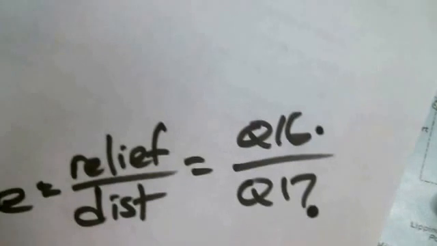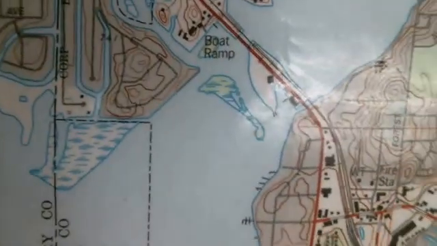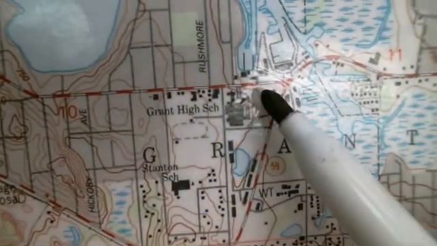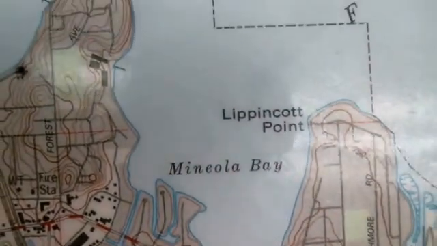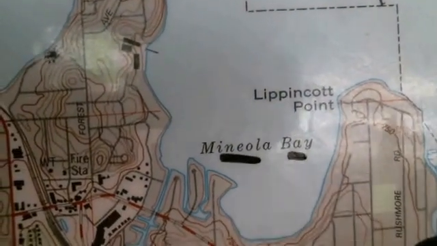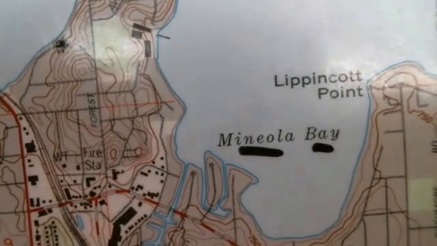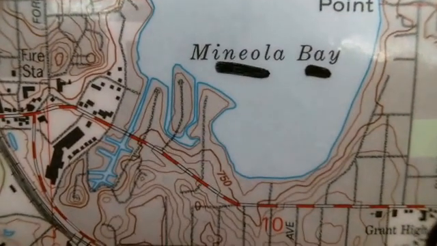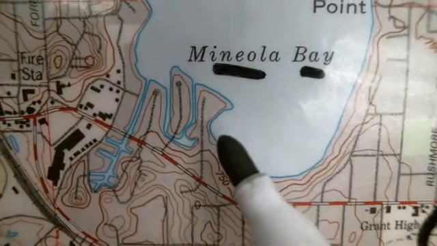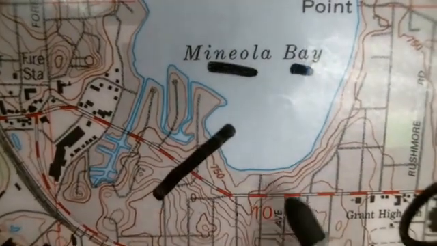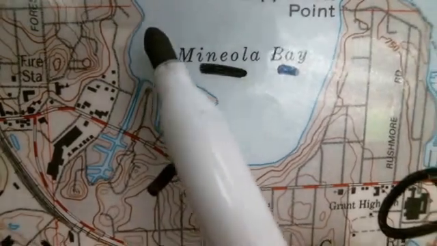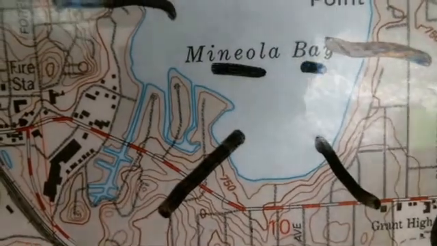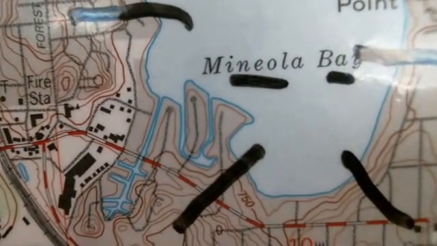Number 19. Look just northwest of Grant High School. What side of Mineola Bay is the steepest? So right here is Grant. Mineola Bay is right there. We want to know where it is the steepest. To figure out the steepest, we figure out where the contour lines are the closest together. So compare the contour lines here and here, here, and there. Where are the contour lines the closest together?